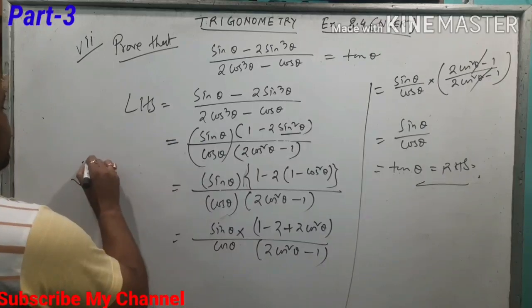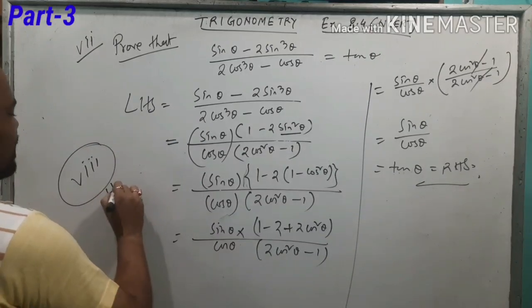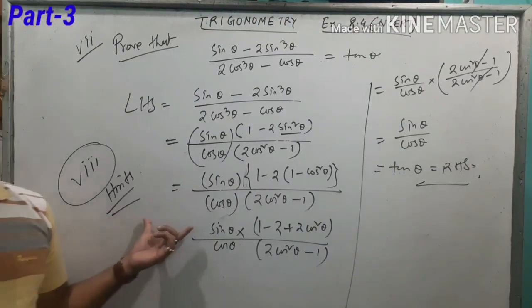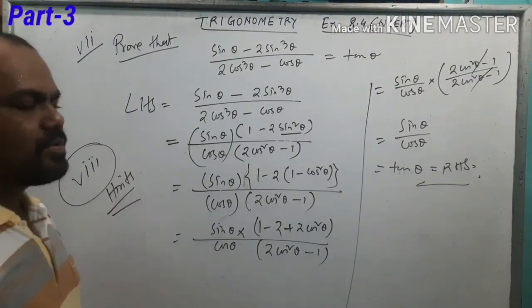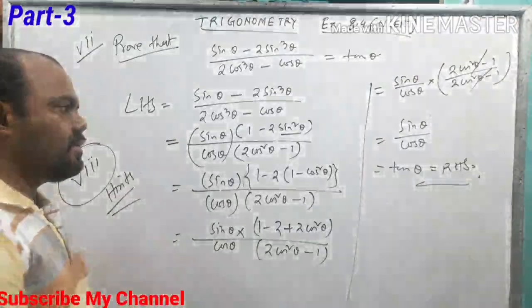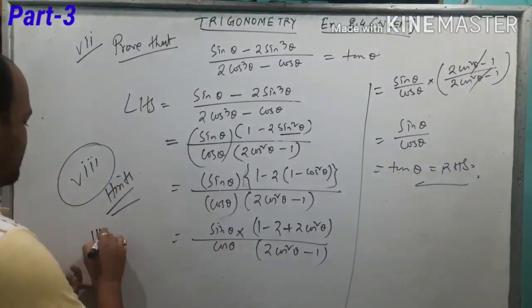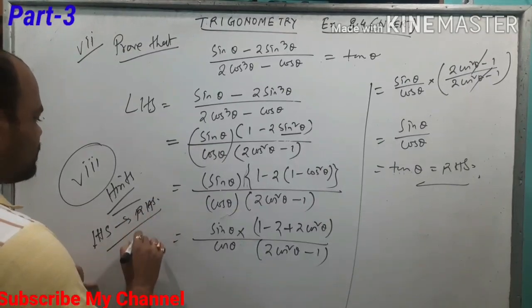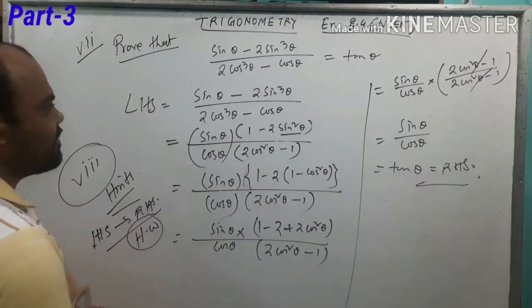For number 8, I am not solving this one, giving hints. This one is very easy. For question number 8, you see the question, just break the whole squares, then simplify. Automatically you will get RHS. Start from LHS to RHS. I am not solving this one. This one is your homework. This one is very easy.